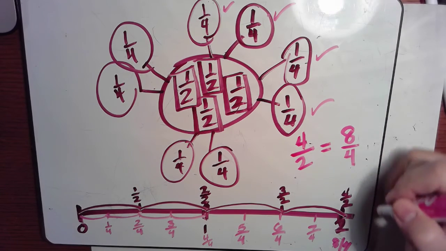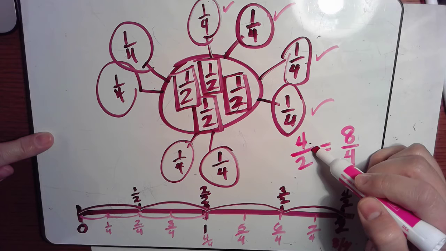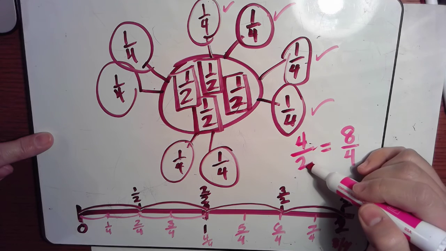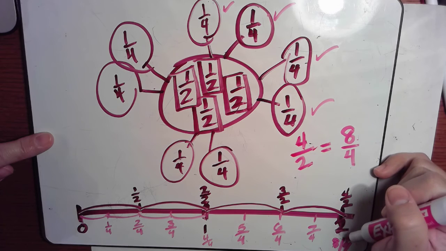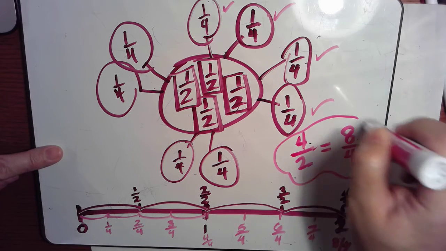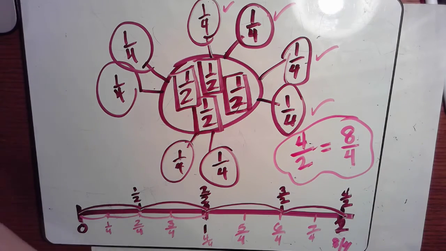And some of you have found that connection, that division connection, that a fraction really represents division. So 4 divided by 2 is 2. 8 divided by 4 is 2. So if you've made that connection, this might not look too hard to you. Okay, so there's your first sneak peek.